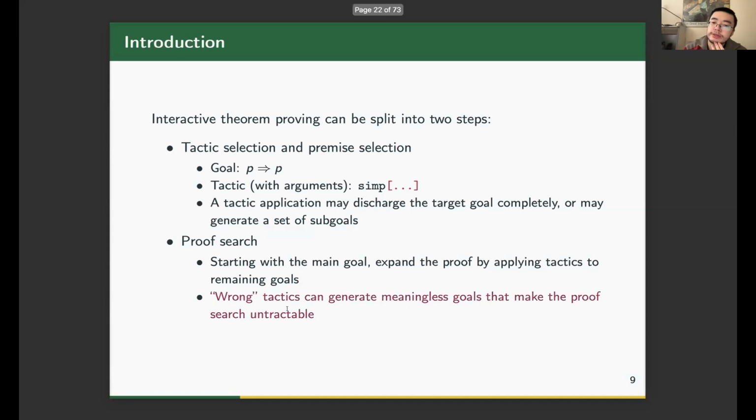What's important here is that the wrong tactics may generate meaningless goals and make proof search intractable. So one thing you can think of is that you can perform induction. Say we have a fairly easy arithmetic goal, and you can perform induction over and over again, right? You can do induction on n, and you have your inductive hypothesis in your inductive step. And in your inductive step, you can still apply induction again. You can do this infinitely many times, and you will never get your proof, right? So we will need a mechanism to detect such states and help you avoid that situation.